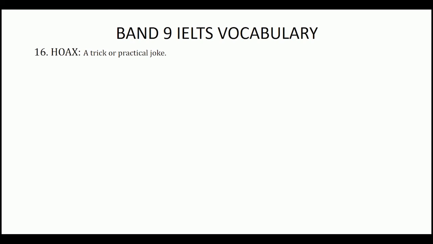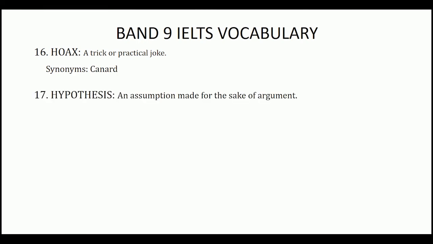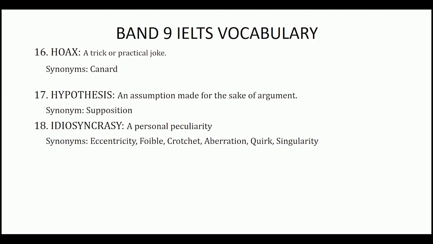Number 16 is hoax, which means a trick or practical joke, and the synonym may be canard. Number 17, hypothesis, which means an assumption made for the sake of argument, and the synonym for hypothesis is supposition. And number 18 is idiosyncrasy. It means a personal peculiarity, and the synonyms are eccentricity, foible, crotchet, aberration, quirk, or singularity.